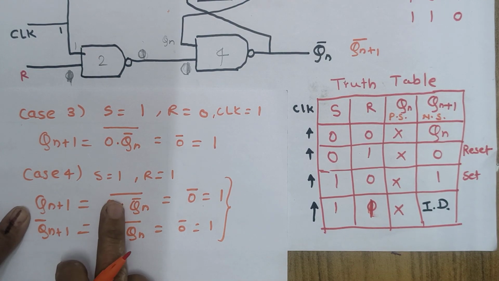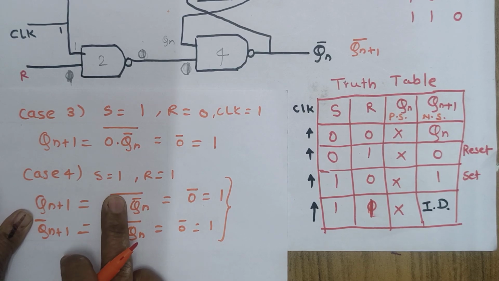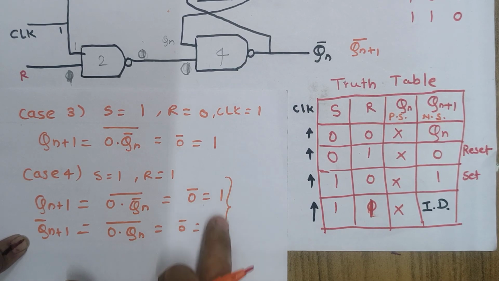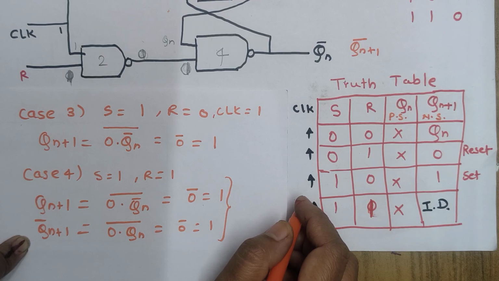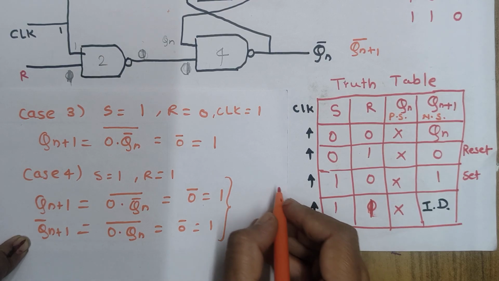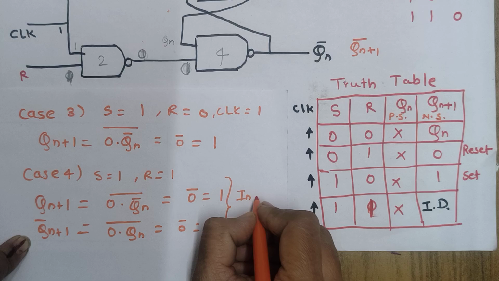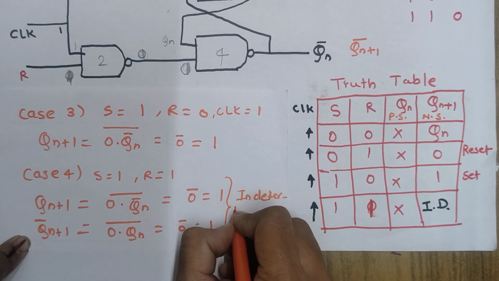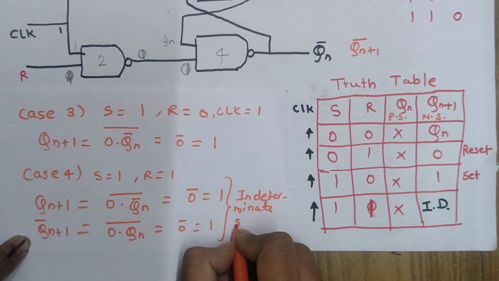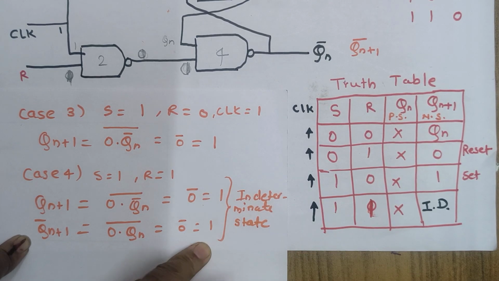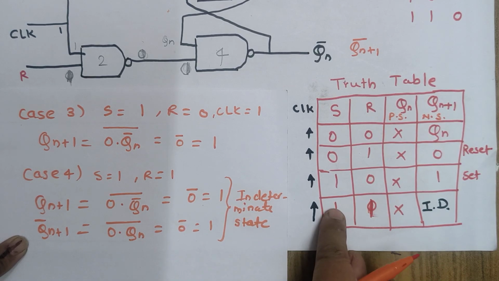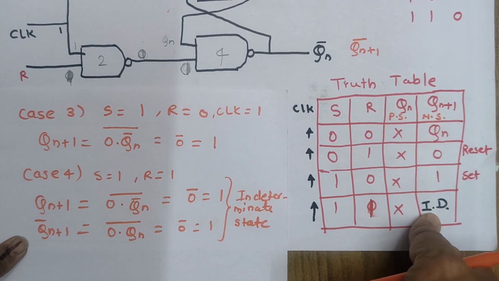So this condition, case 4, when S is equal to 1 and R is equal to 1, is not possible. This condition is called the indeterminate state, because this is not possible. Both inputs become 1. So here I have written for 1 1, the next state output will become indeterminate.